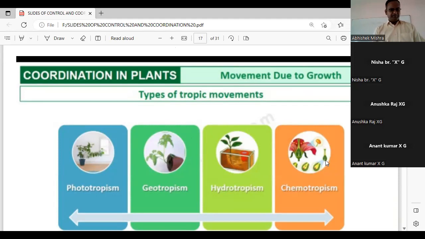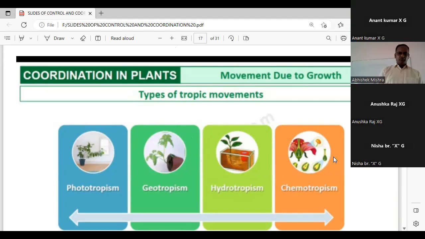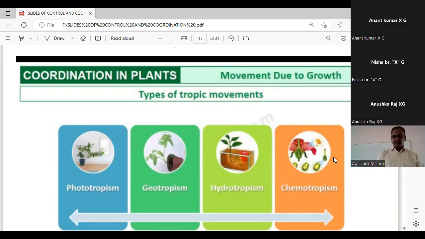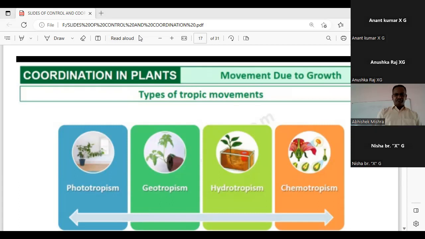What is chemotropism? Anyone? Again Anand, I want some new names. At that time I observed, yes, Tafsheed raised his hand. Tafsheed, unmute yourself.